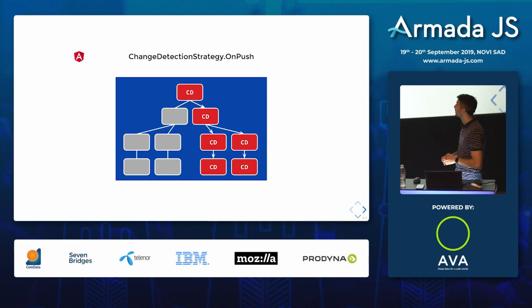It works like that. It says that the component will be updated only if the component's inputs are updated, because we can pass inputs to the components, and if something happened in the tree below. It basically means almost the same thing as shouldComponentUpdate from React.